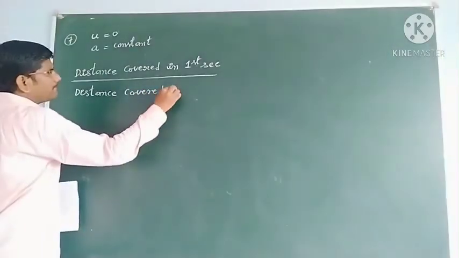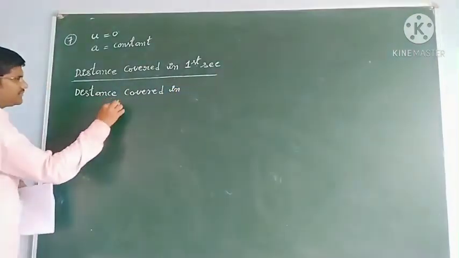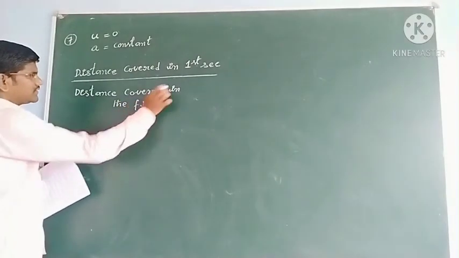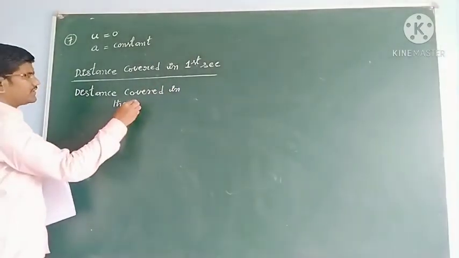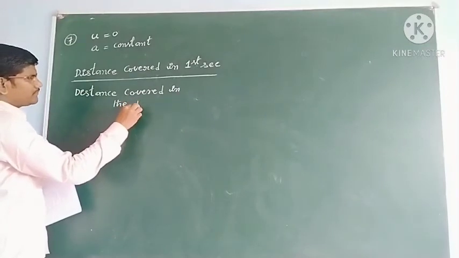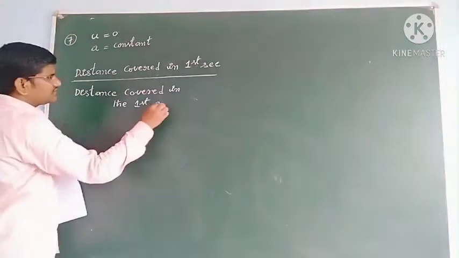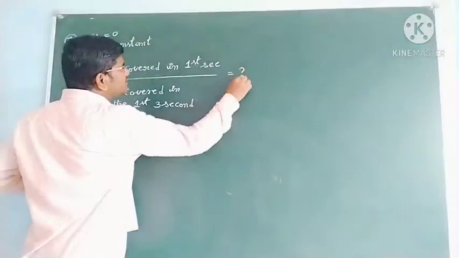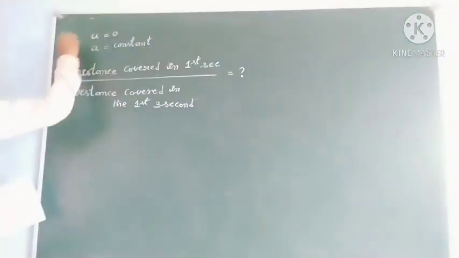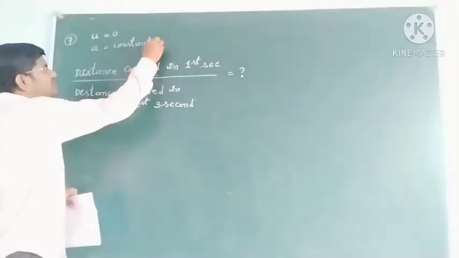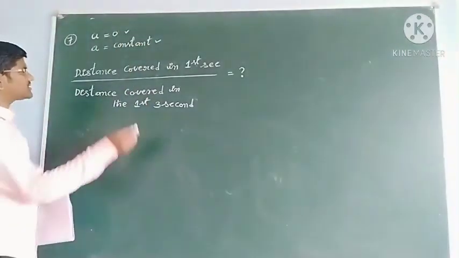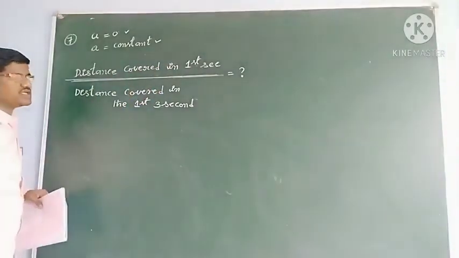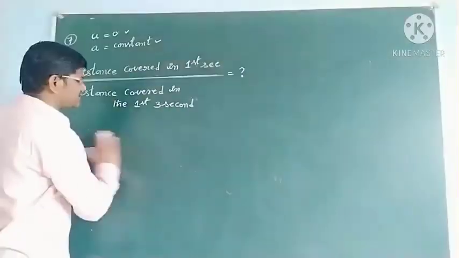Distance covered in the first 3 seconds. This is the question, we have to find this one. Okay students, they have given that an object starts from rest, so u is 0, moving with constant acceleration. So take the ratio of distance covered in the first second to distance covered in the first 3 seconds.